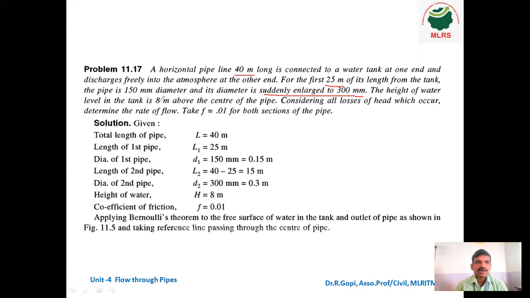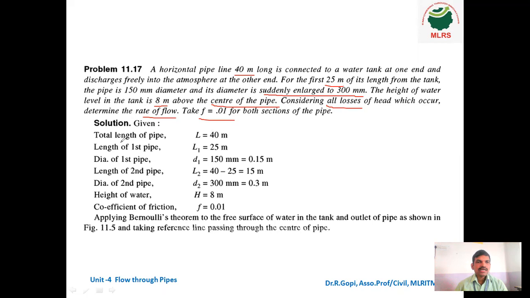The height of water level in the tank is 8 meter above the center of the pipe. So as per the previous problem, we saw the height of the water is 4 meter above the center of the pipe, but here it is 8 meter above the center of the pipe. Considering all losses of head which occur, determine the rate of flow. Take f equal to 0.01 for both sections of the pipe.